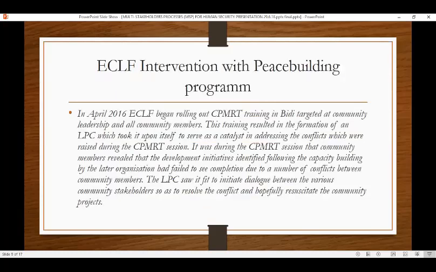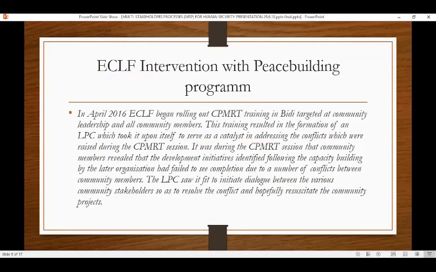And how did ECLF manage to intervene? When we came now in 2016 with the CPMRT, the communities really appreciated and said, we have got all the skills, but minus conflict resolution. This is the reason why our projects were not continuing. So this training now resulted in the formation of the local peace committees, as I had said.